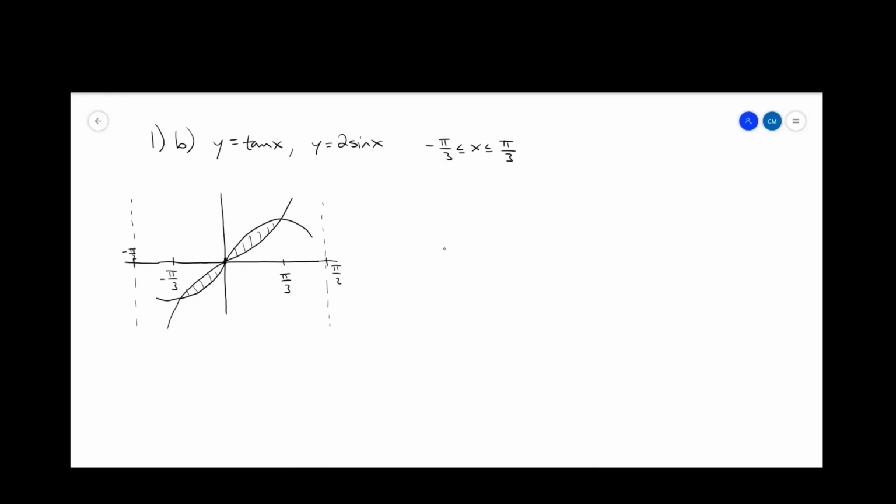So what we can do is take advantage of symmetry and say that the area is going to be twice the integral from 0 to pi over 3. The top function in this case is the sine function, so 2 sine x minus the bottom function, which is the tangent function. And so you get that. Everybody see what I did with the symmetry there? It just makes it a bit easier to deal with this.